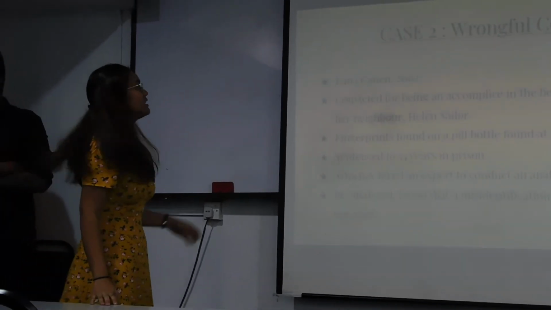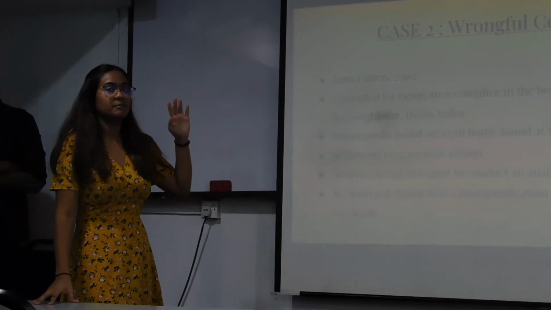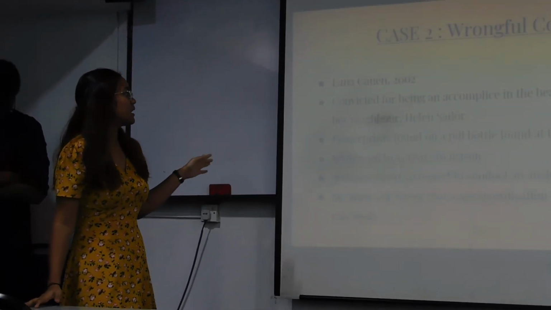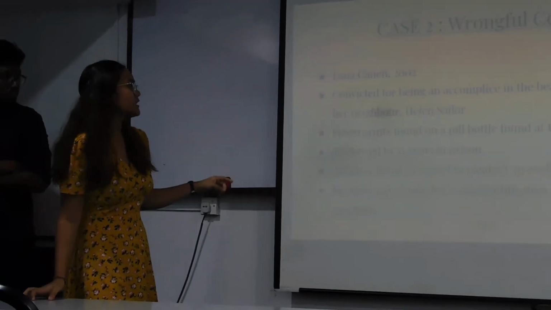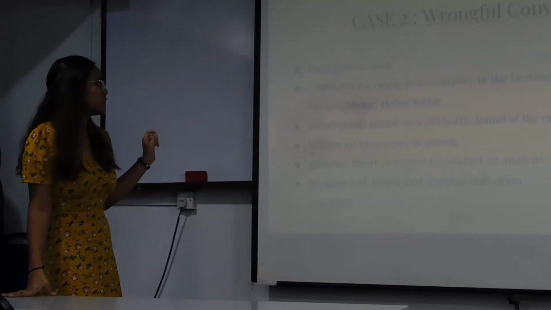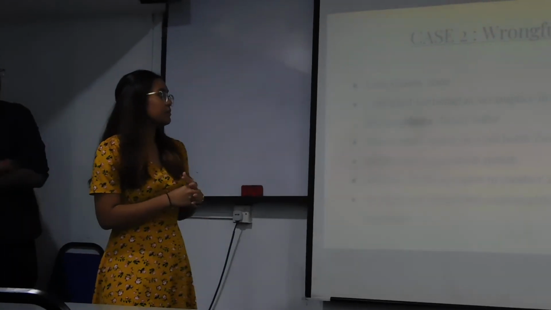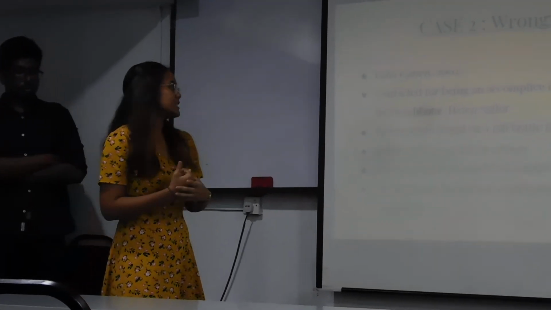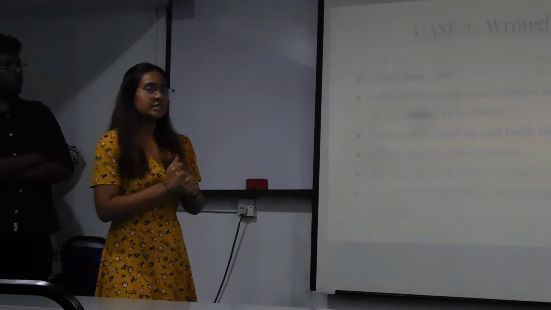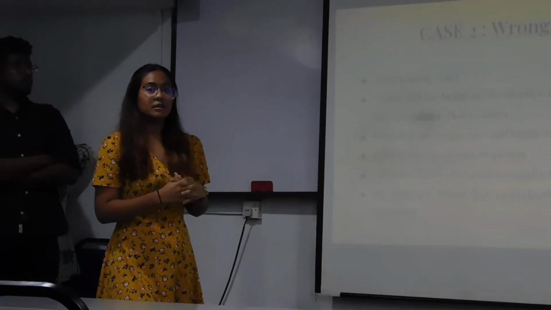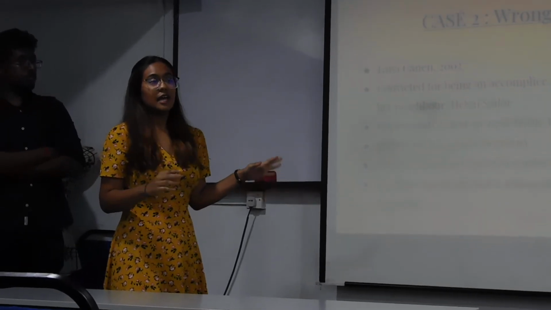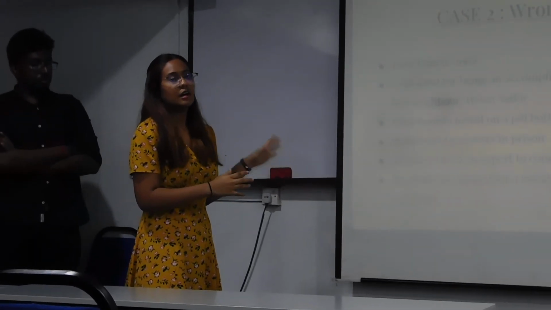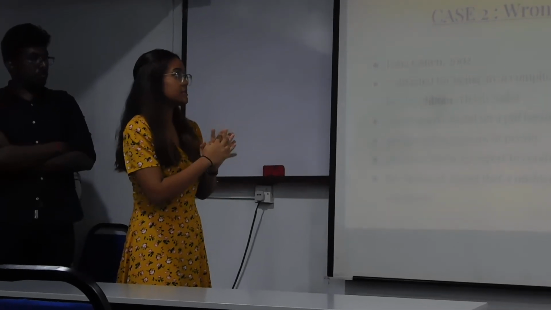Next, the second case I'll be talking about is a wrongful conviction based on fingerprinting. A person named Lana Cullen was convicted in 2002 as an accomplice in the beating, robbery, and murder of her neighbor, Helen Taylor. Her fingerprints were found on a pill bottle at the crime scene, and she was sentenced to 55 years in prison. However, a few years later, her attorney hired an expert to conduct an analysis, and it was found that she was wrongfully convicted and had not committed the crime. She spent 8 years in prison for a crime she did not commit. This is an example of a wrongful conviction based on fingerprinting. I'll pass my time over to Kavi to conclude.